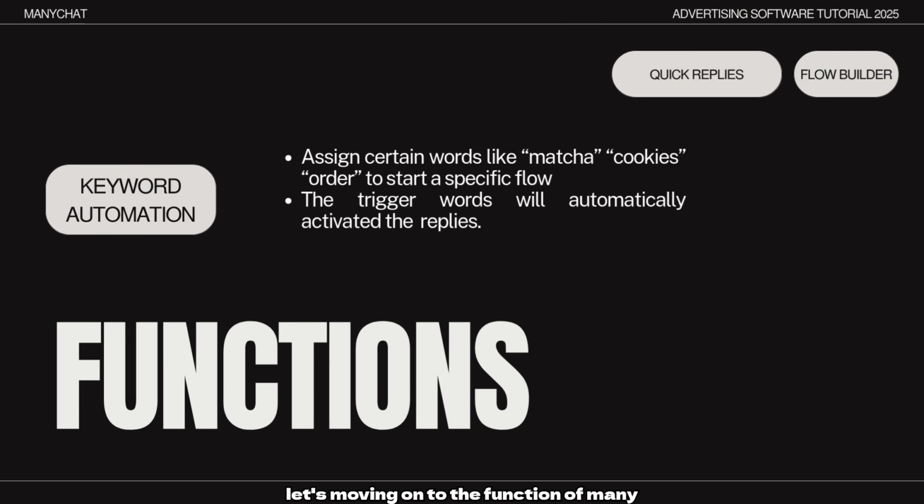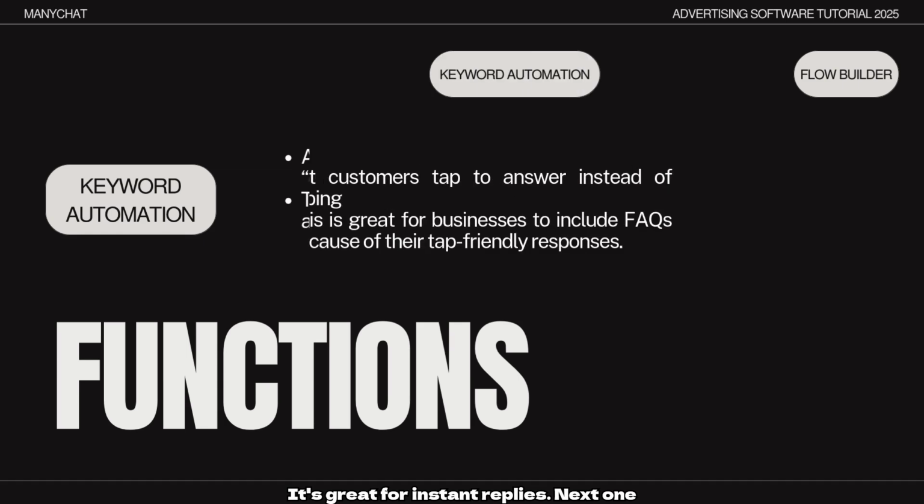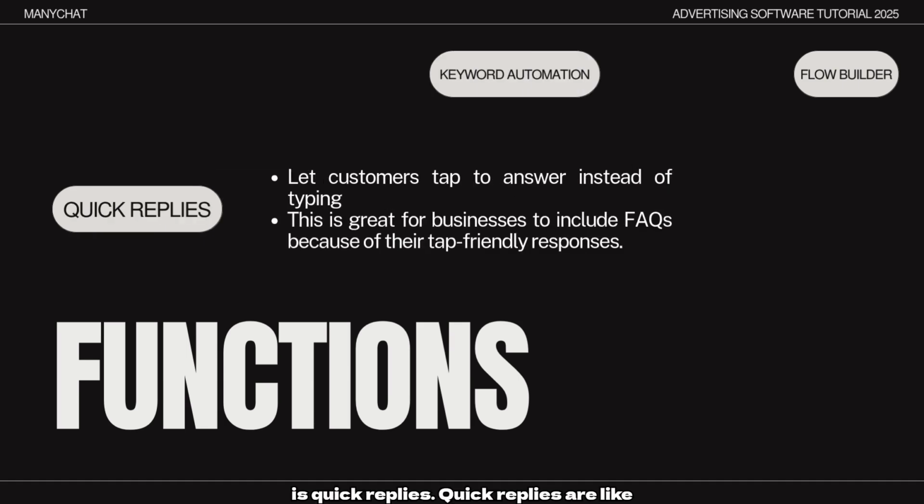So let's move on to the functions of Manychat. First is keyword automation, which lets you trigger the chatbot when someone types specific words like order, matcha, or cookies. It's great for instant replies. Next is quick replies. Quick replies are like mini buttons. Instead of typing, customers can just tap Order, Frequently Asked Questions, or Talk to Us. Super easy and very convenient for consumers to use.